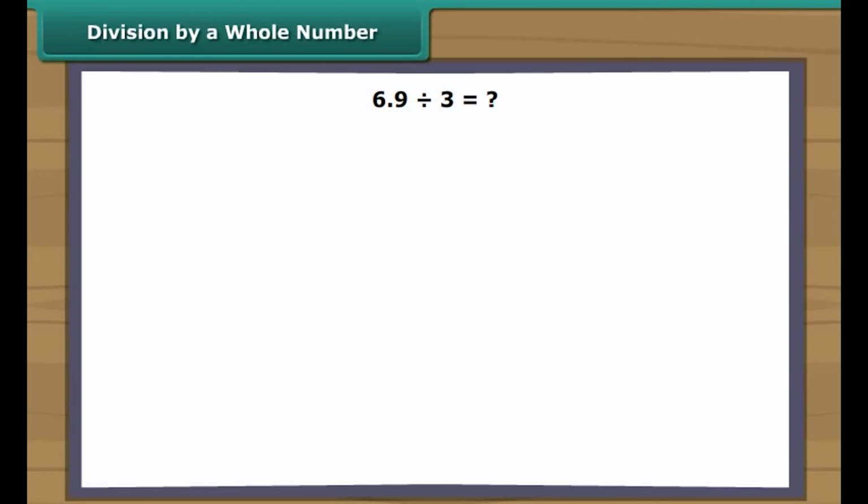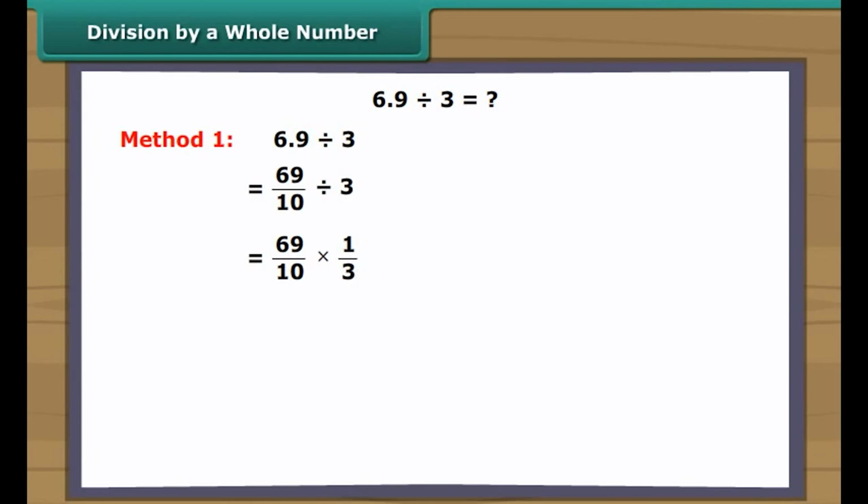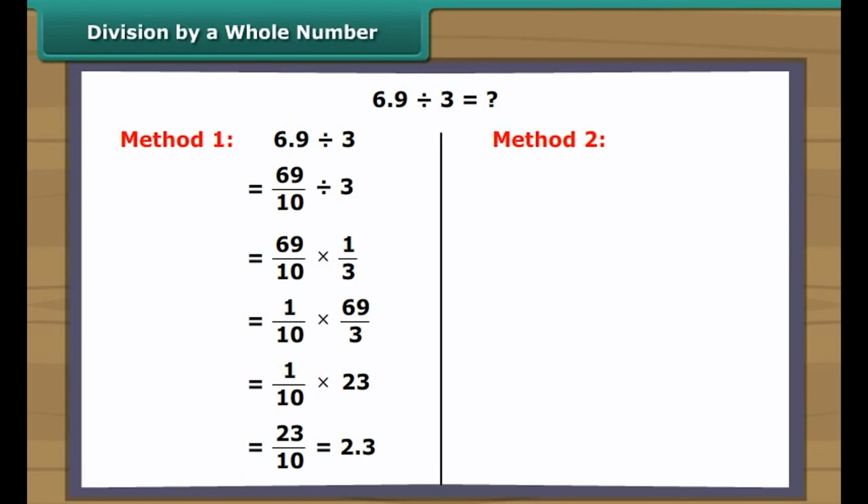Such numbers can be divided by 2 methods. Method 1. Write 6.9 as 69 upon 10. Thus, we'll get 69 upon 10 multiplied by 1 upon 3. This can be written as 1 upon 10 multiplied by 69 upon 3. On simplifying this, we get 1 upon 10 multiplied by 23, which is equal to 23 upon 10 and at last 2.3.